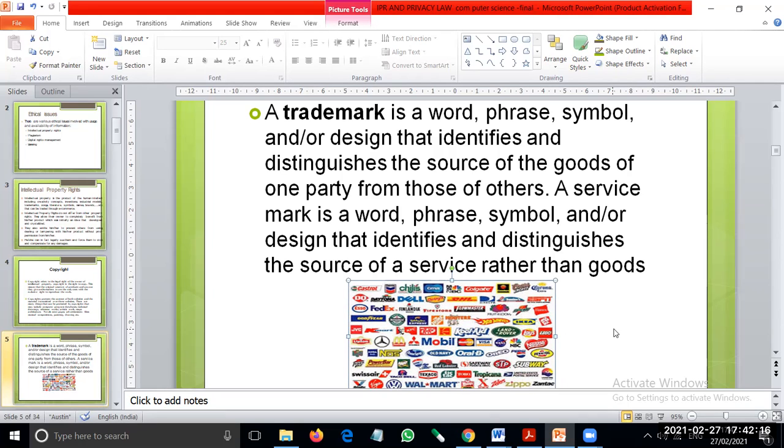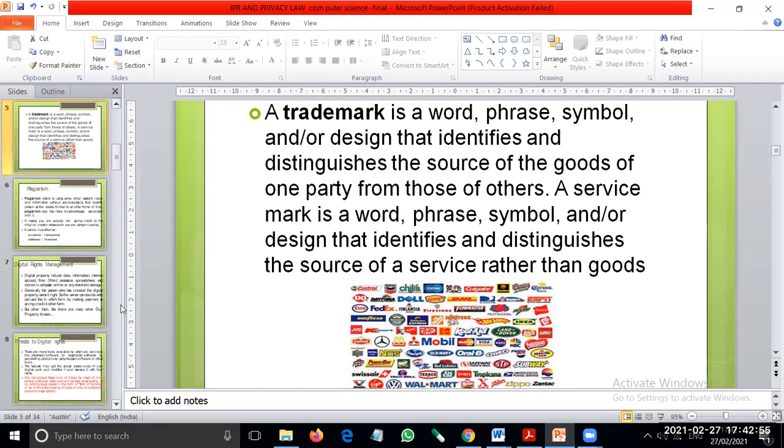That may be a symbol, word, phrase, or design that identifies and distinguishes the source of a service rather than goods. So that is also an important thing. Trademarks play a very important role. Two other things are also important for IPR, intellectual property rights: patents and trade secrets.